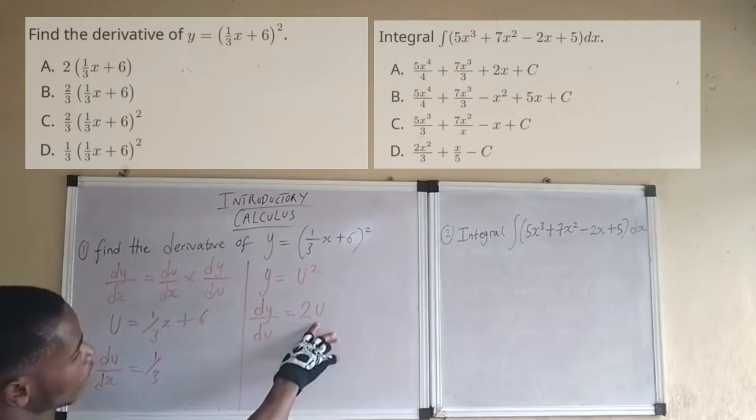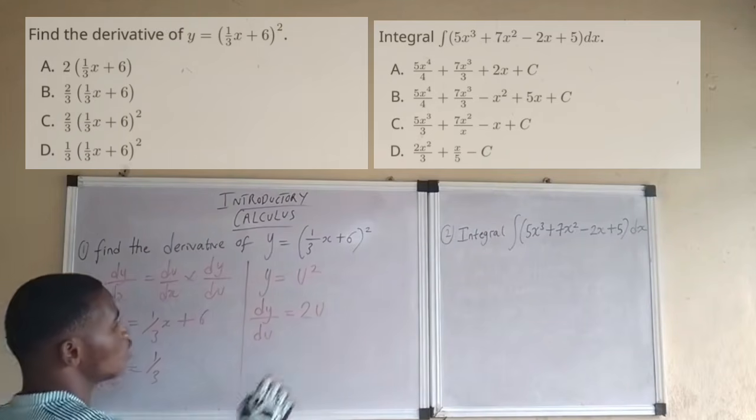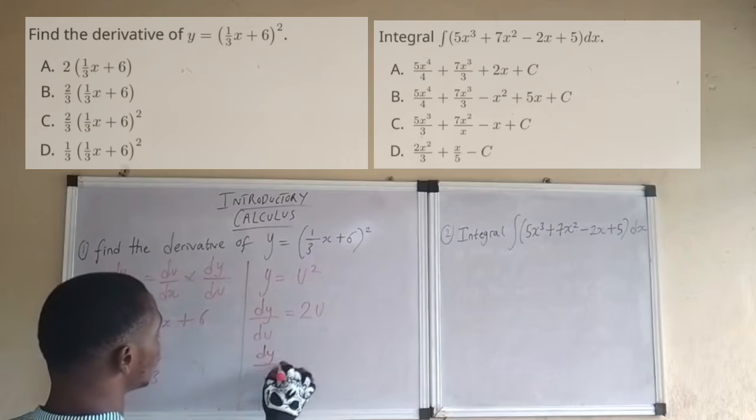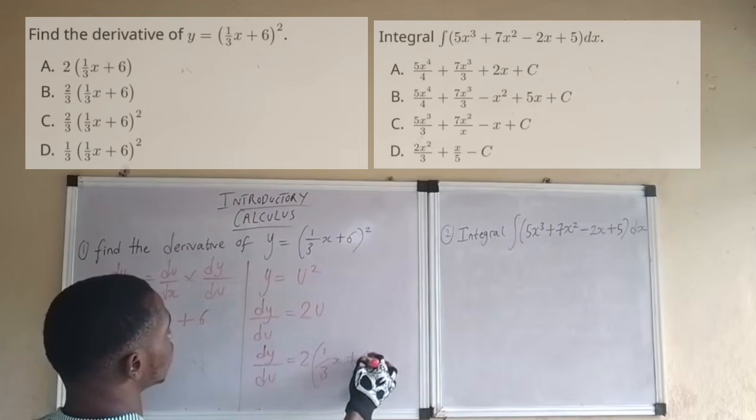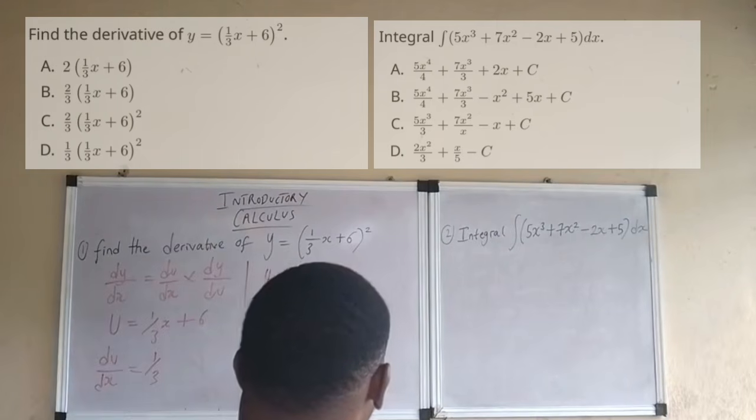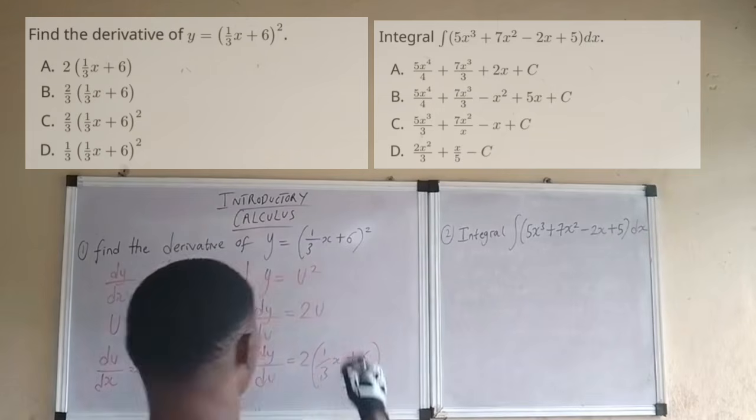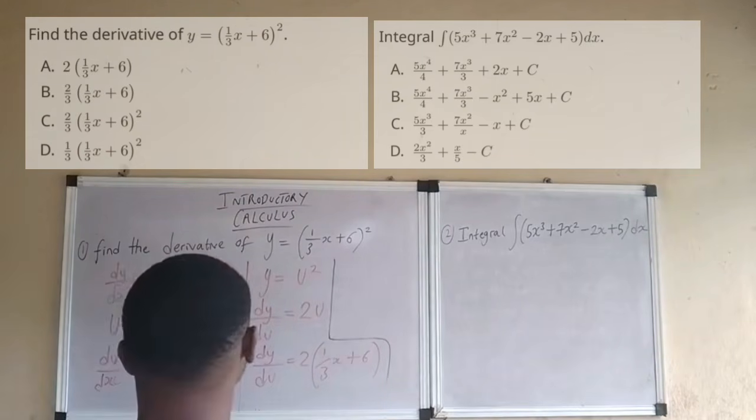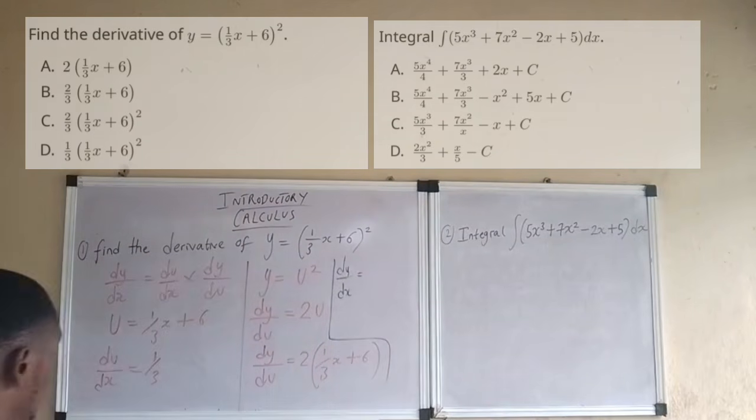Now, we're not going to leave u like this. We recall what u was. u is 1 over 3x plus 6. So we're going to represent this u as 1 over 3x plus 6. So dy over du is equal to 2, open bracket, what? 1 over 3x plus 6. Do you understand? So the final answer is the product of du over dx times dy over du. All right? So that is what is going to give us the final answer of our dy over dx, which is the derivative of y. So we can just simply do that here. Okay? So dy over dx is equal to what?